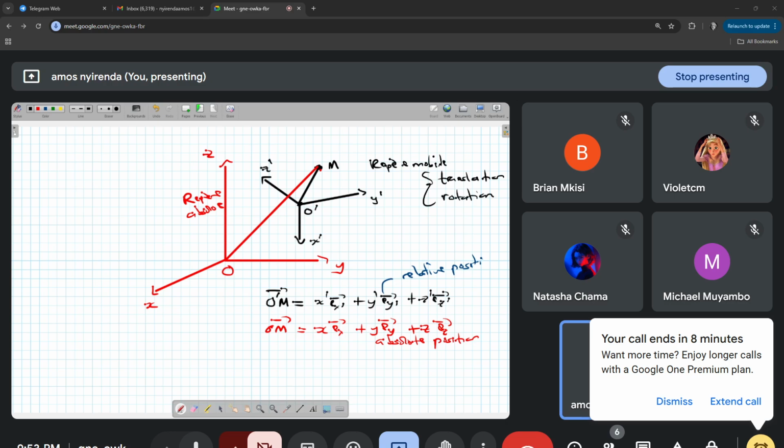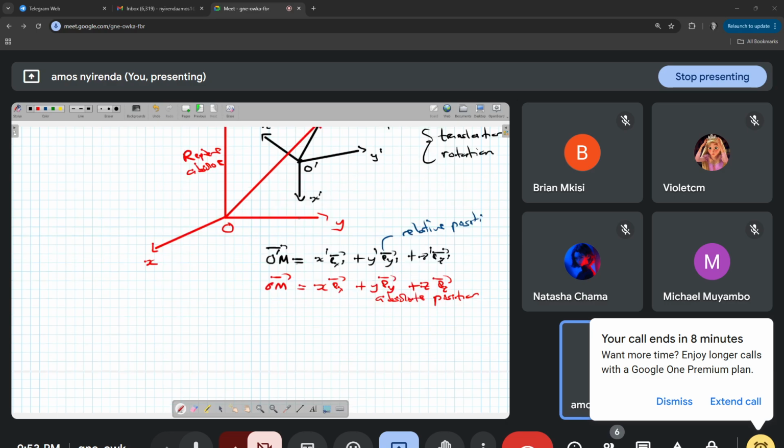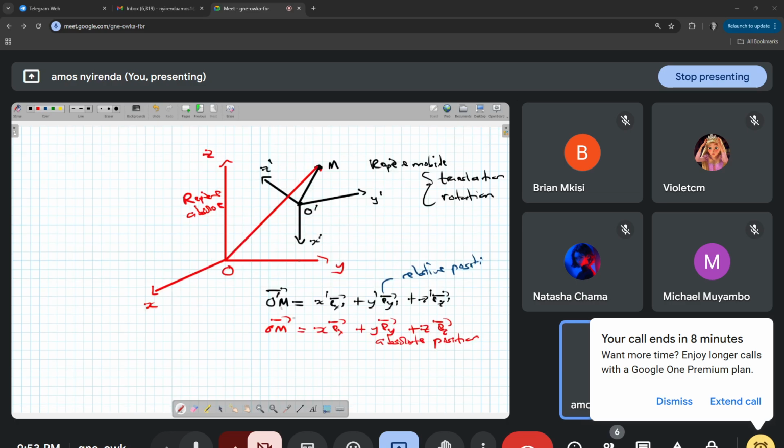I'll give you an example of a rotation, and I'll also give you an example of a translation later on. But this is the position vector. The one in black is the relative position, and the one in red is the absolute position. So we've defined our problem. Now let's talk about the velocity. What do you think is the velocity of the particle M in this black reference frame?